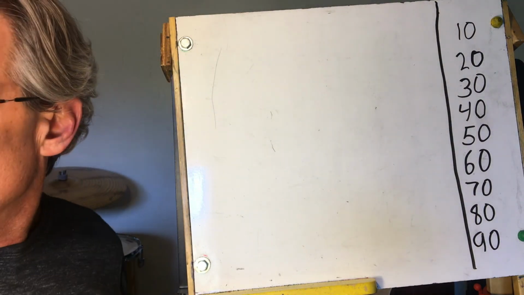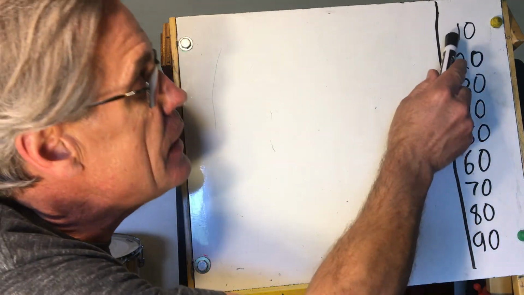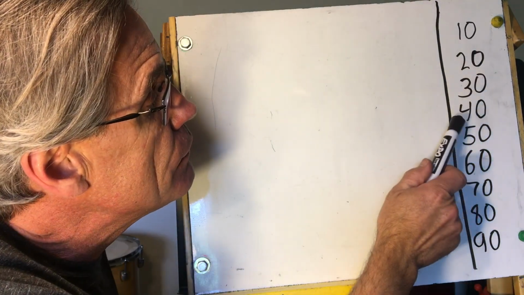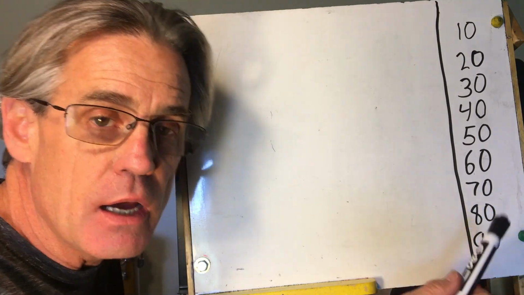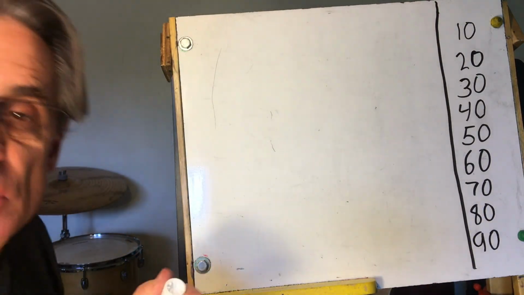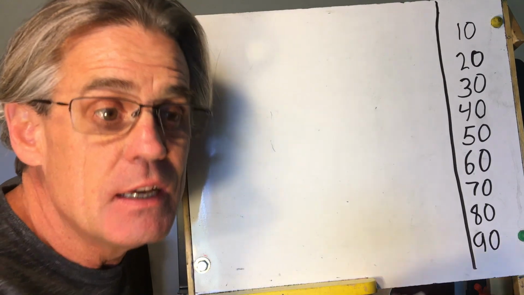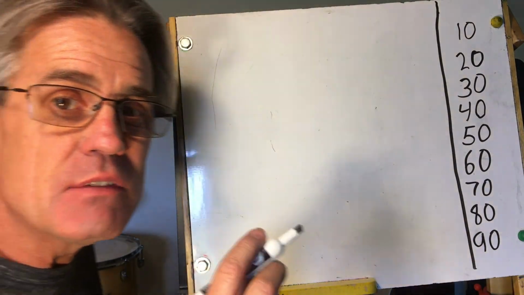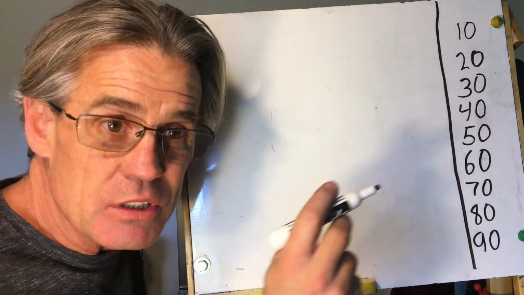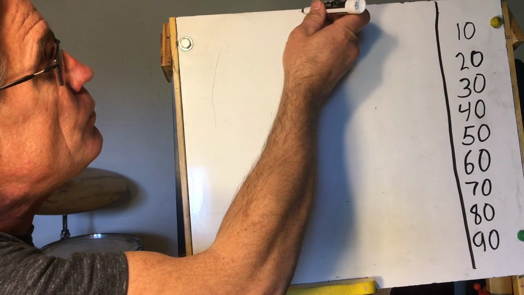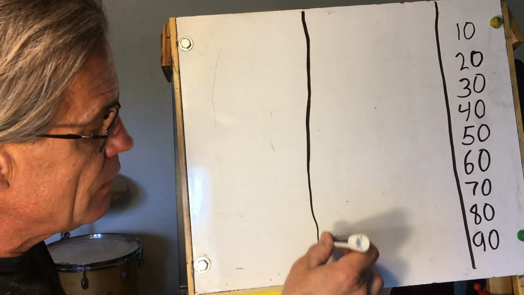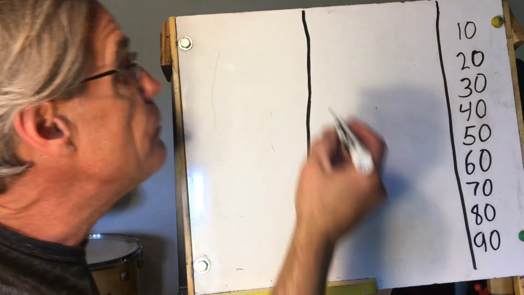Excuse me. Let's just count over here. 10, 20, 30, 40, 50, 60, 70, 80, 90. Let's do some stuff with big numbers today, kids. Only watch this video if you're ready to do cool stuff with big numbers. It gets kind of tricky, but that's why they're big numbers.